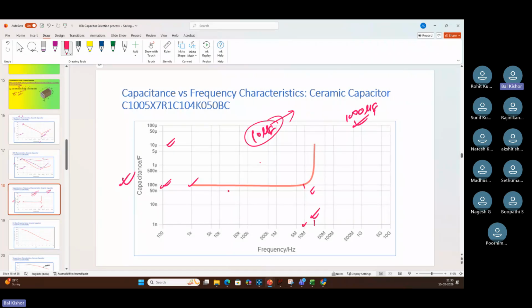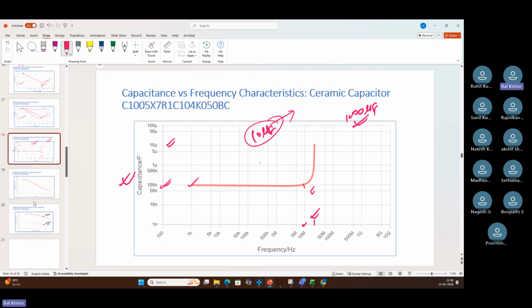Mostly for a DC output or DC input voltage, it will be like zero frequency, so this graph will not be applicable. But due to ripples or high transient responses, you have to take care of the frequencies.